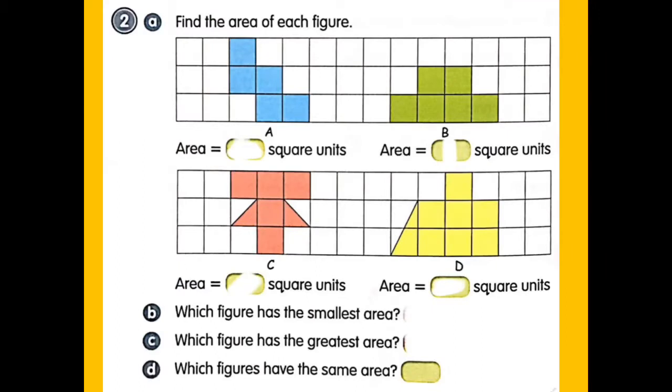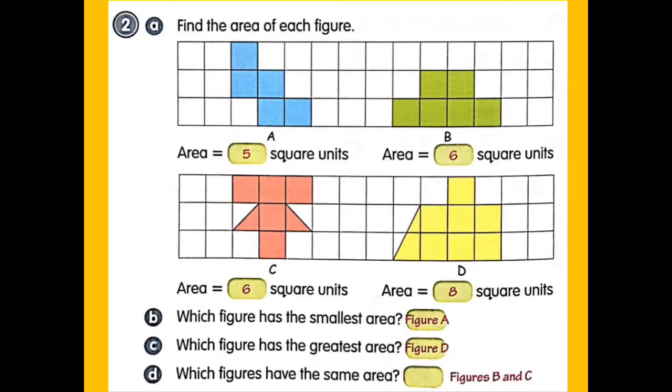Pause this video for a while as you try to answer item number 2, letters A to D. Once you're done, check if your answers are correct. Again, to be sure of our answers, let us write the numbers inside the square tile as we count. Do not forget to connect 2 half squares to make 1 square unit. Check if your answers are all correct.